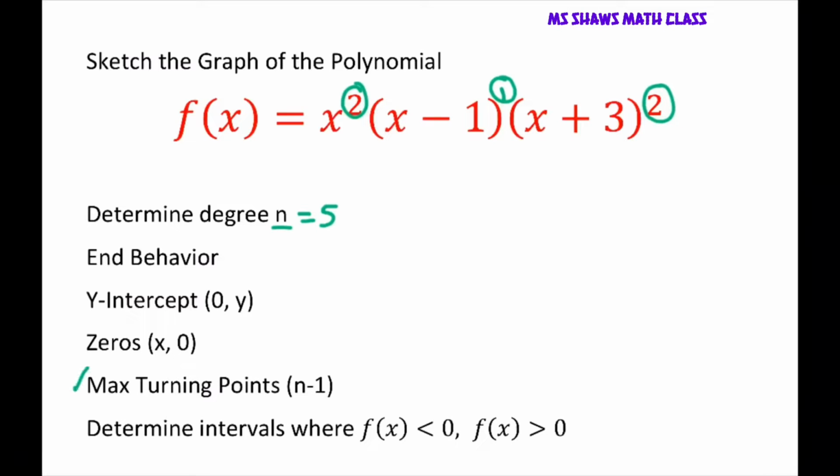Our maximum turning points is going to be 5 minus 1. So we can have at most 4 turning points. We're going to discuss end behavior in just a moment.